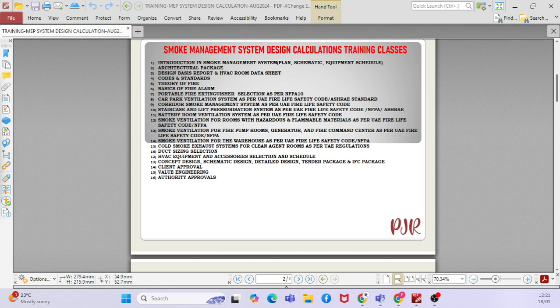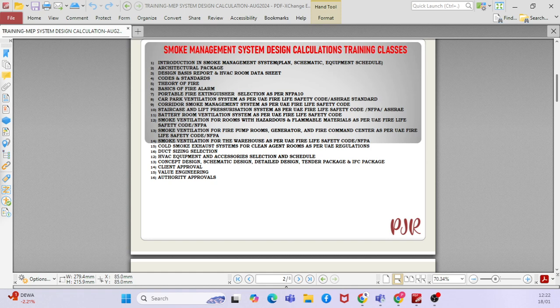Whenever you receive the architectural package from the consultant, they will tell you to please plan the smoke management system for my building. So how do you do the smoke management? You will find out if there is a car park in the building, then you will do the car park ventilation as per the local guideline, which is the UAE fire guideline. If you have a corridor, then you will do the corridor smoke management. You will not do the corridor smoke management for all the areas. There are some specific guidelines there.